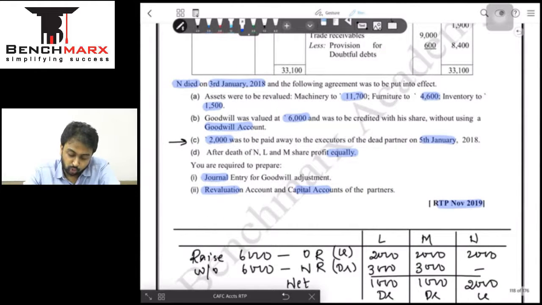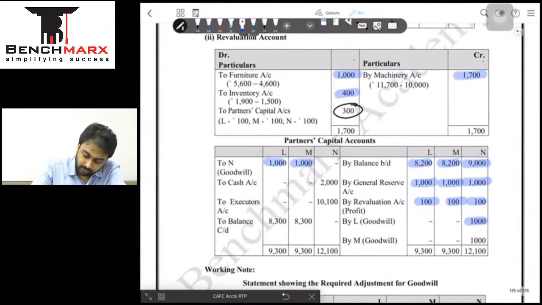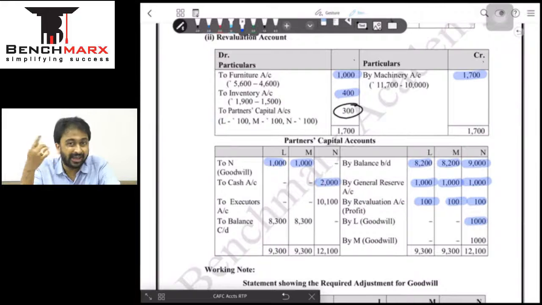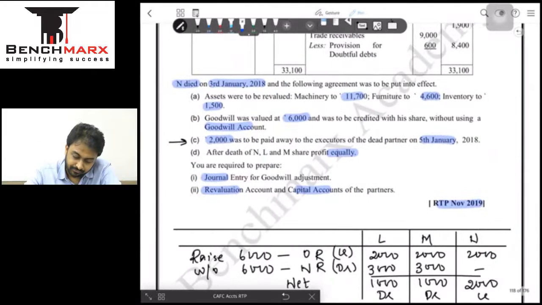Next we have 2,000 was paid to executors of the dead partner on 5th of Jan. So cash will go out. So N capital to cash, or N executor to cash, the amount is going to be debited to N. So it is to cash/bank, that is 2,000. This will not be paid to N because N is no more, but we'll be transferring this amount to the executor of Mr. N. Okay, this is also gone.